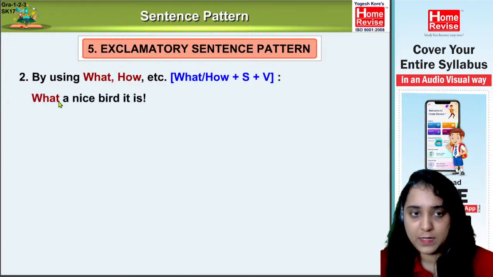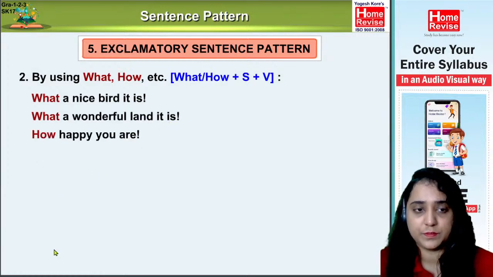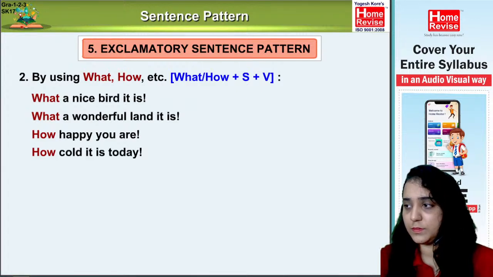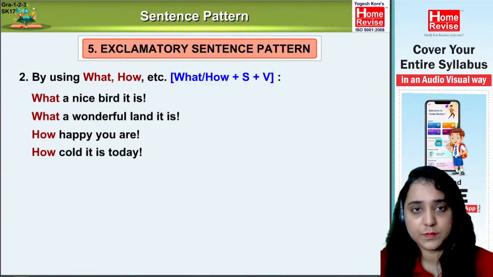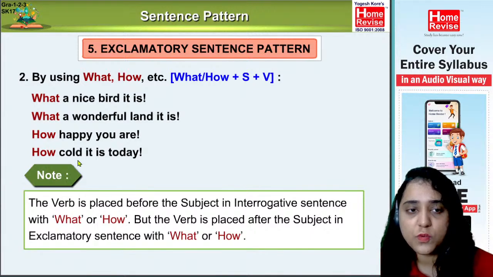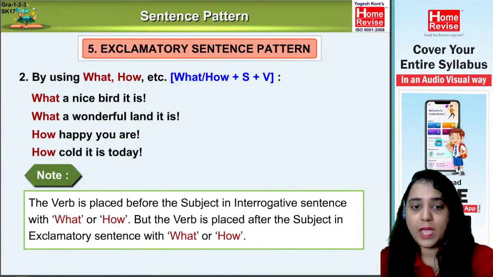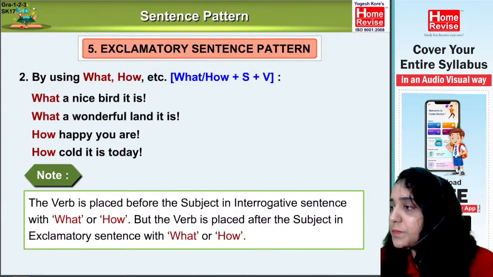What a nice bird it is. What a wonderful land it is. How happy you are. How cold it is today. Note, the verb is placed before the subject in an interrogative sentence with what or how, but the verb is placed after the subject in the exclamatory sentence with what or how. Okay, so the verb is placed after the subject in the exclamatory statement with what and how. Okay, I hope everything is clear to you till here.